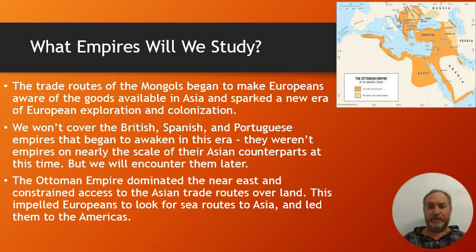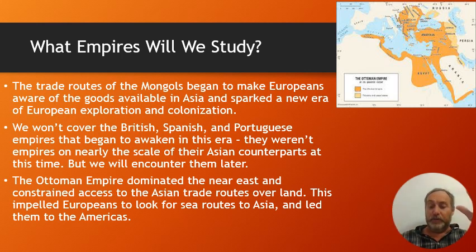Okay, so I already sort of said this, right? But these trade routes through Asia that were established and maintained by the Mongols, all of a sudden Europeans become aware of the benefits of trade with Asia, and this sparks this era of European exploration and colonization. So there's the beginnings of little empires developing in Britain and Spain, Portugal. At this time, they did not nearly match the scale of the Mongols and the Ottomans. So we're not going to cover those either, in any detail. Instead, we will talk about the Ottoman Empire, which dominated the Near East at the time.